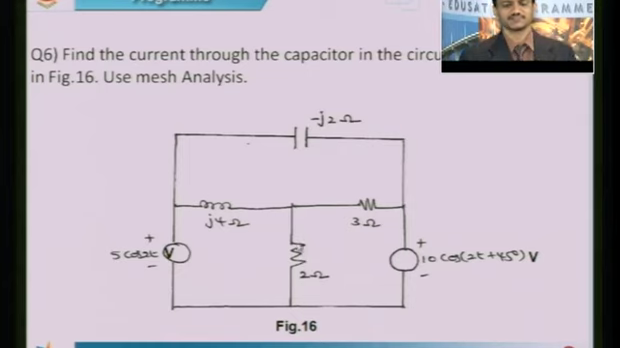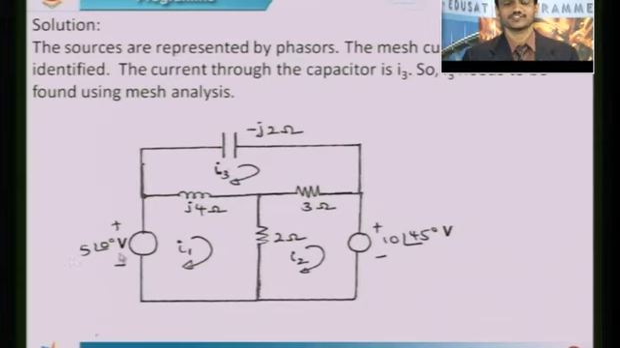Now, let us take up this problem. So, now 5 cos 2t. Omega is 2 radians per second. What is the phase? Phase is 0. So, this can be easily regarded as 5 at an angle of 0 degrees. Then, what is this? 10 cos 2t plus 45 degrees. This can be easily regarded in the phasor form as 10 at an angle of 45 degrees. So, that is what has been shown here, 5 at an angle of 0 degrees, 10 at an angle of 45 degrees.